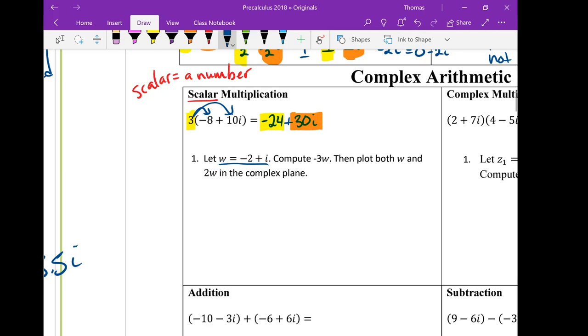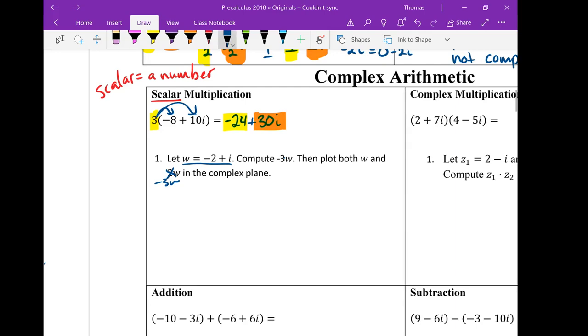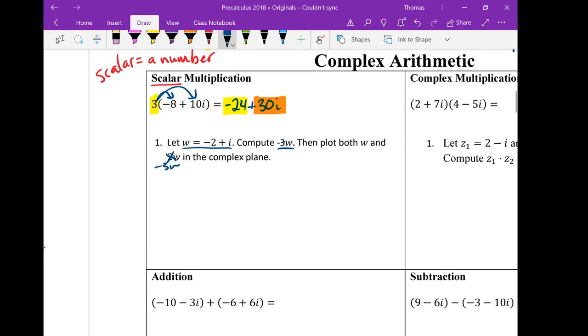It being written next to it means it's times. And then plot both, and this is a typo, both w and negative 3w in the complex plane. So whenever I'm doing these computations, I'm using this language, this problem setup, because it looks a lot like the test questions that we're going to be using in this curriculum. It also gets us used to plugging stuff in.